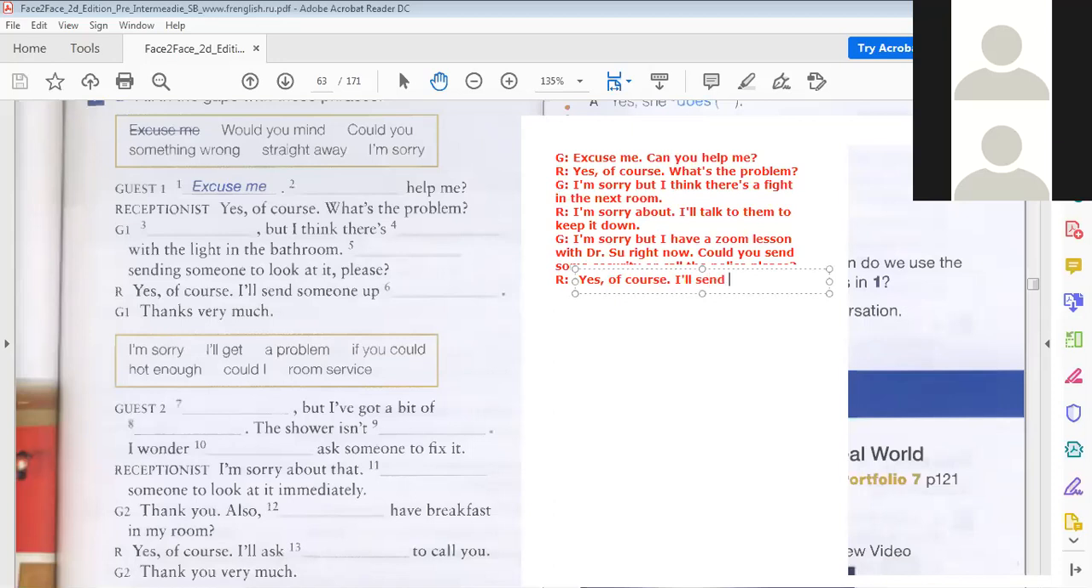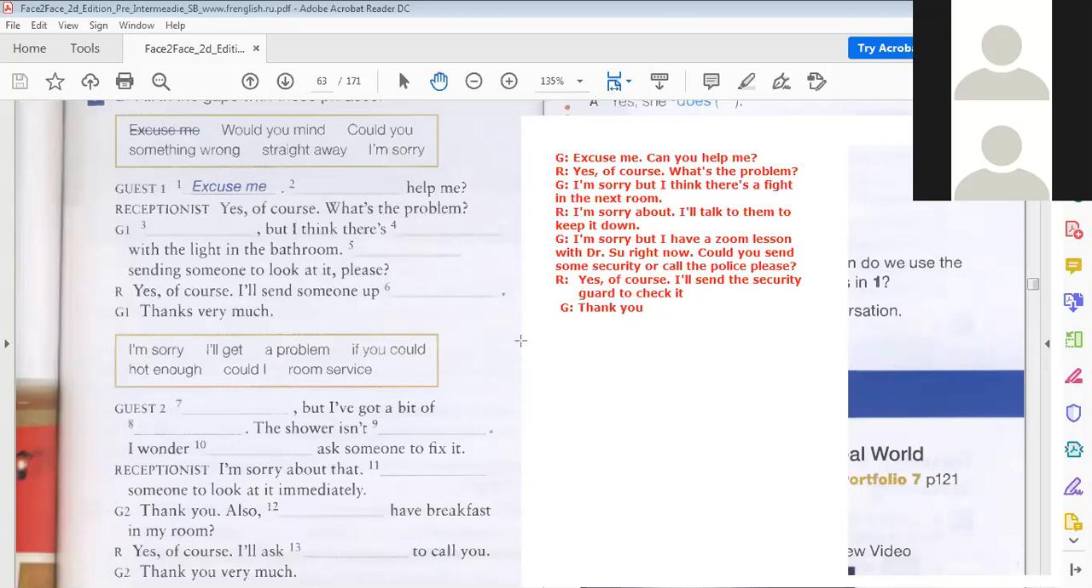I'll send the security guard to check it. Okay, and the guest, you can just say in the end, what would the guest say? I think thank you. That's all. Okay. That was the solution to the problem. All right. So this is an example of a conversation.